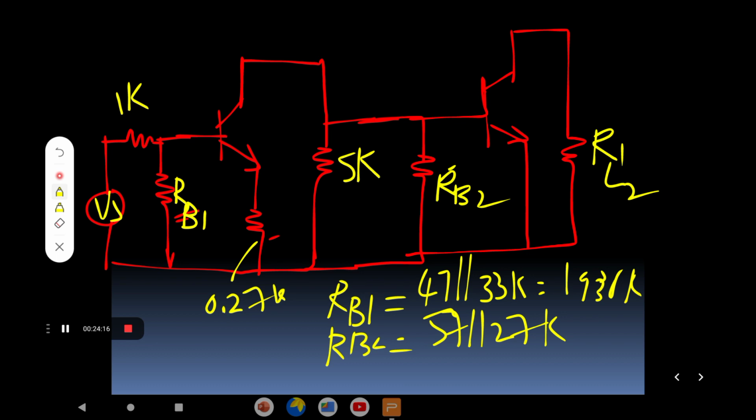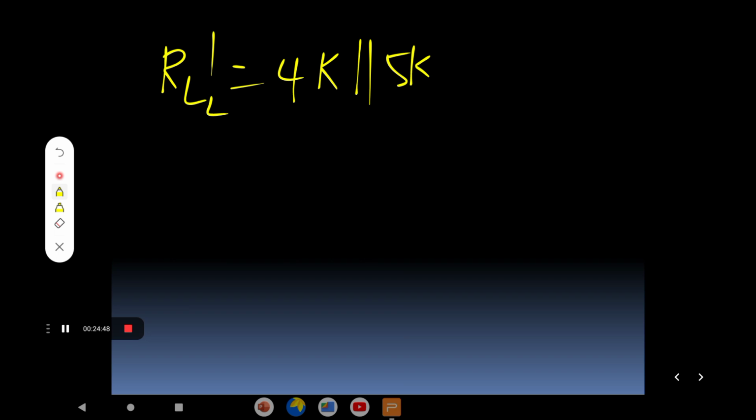At the same time, RL2 dash is equal to, the last one, that is nothing but the equivalent resistance of the collector side, that is 4K parallel with 5K, because 4K is connected to the ground and at the same time 5K is also connected to the ground. Therefore those two are connected to a common point. Therefore the resultant of 4K with 5K gives rise to RL2 dash. So those are the values for this one.